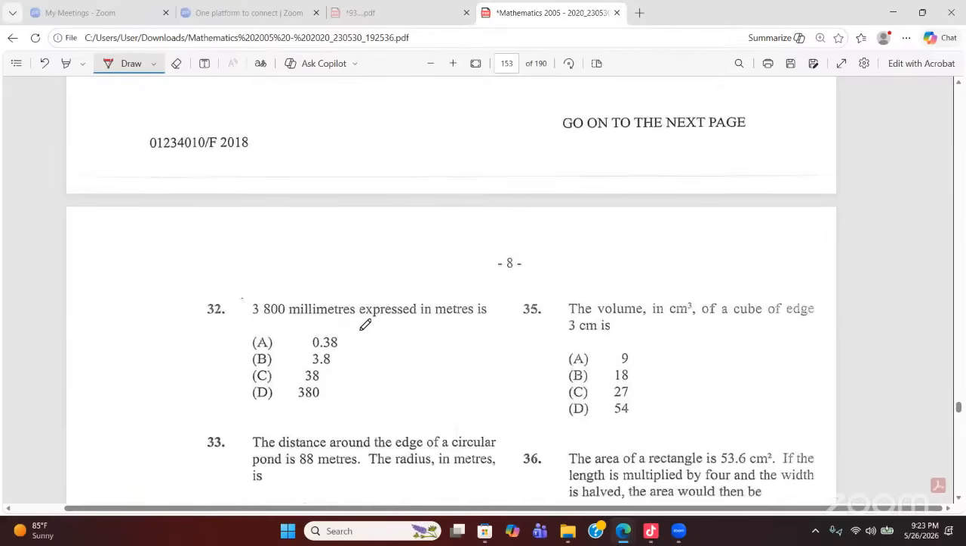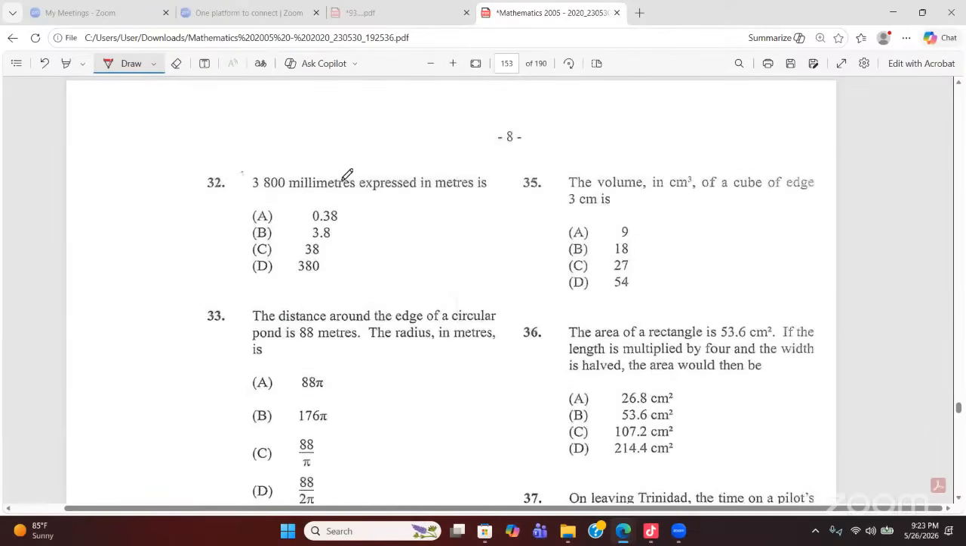All right, 32. 32 says we have 3,800 millimeter, and you want to put this in meter. It takes 1,000 millimeter to give you 1 single meter. That means you have to divide 3,800 by 1,000, and it's going to give you 3.8, and your answer is B for 32. Hope everybody good with that. B for 32, we're good.